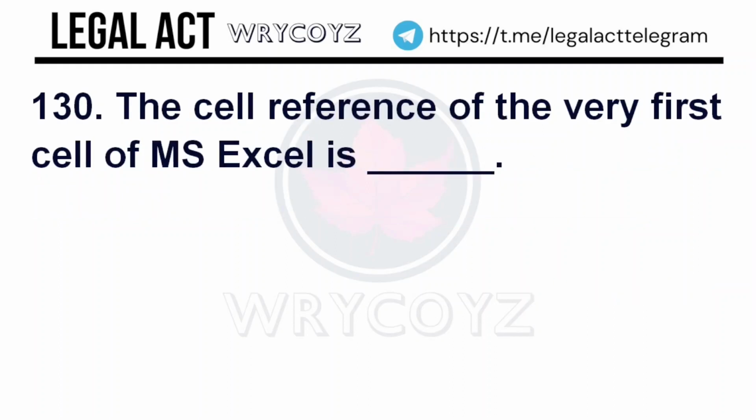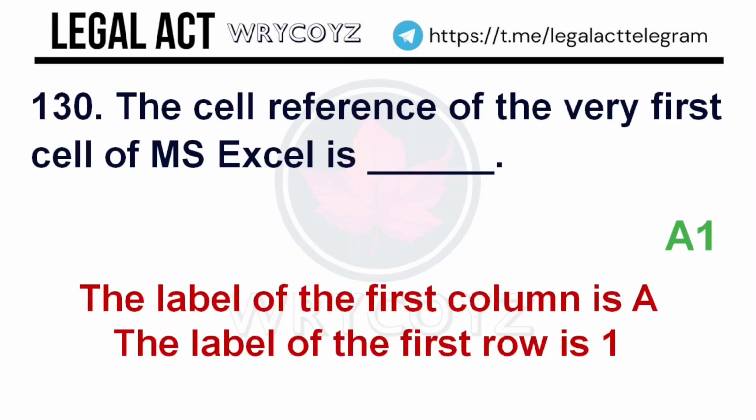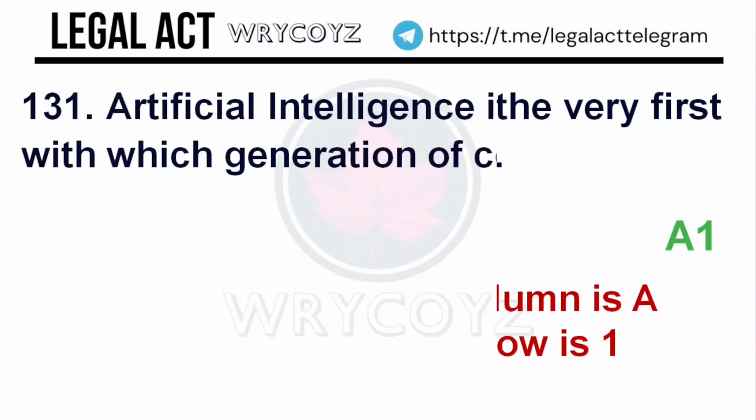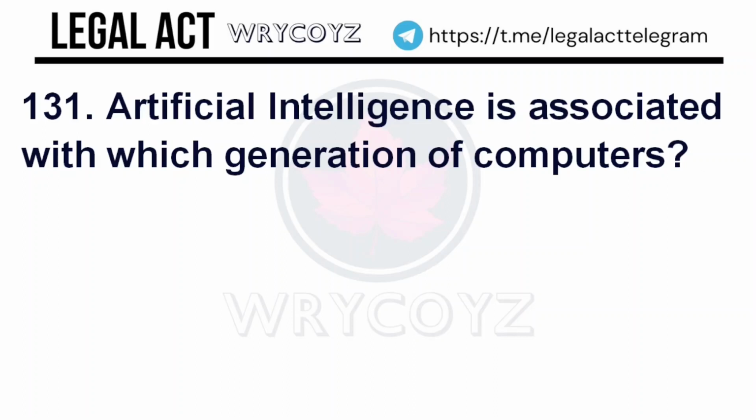130. The cell reference of the very first cell of MS Excel is dash. The answer is A1. The label of the first column is A and the label of the first row is 1. 131. Artificial intelligence is associated with which generation of computers? The answer is fifth generation.